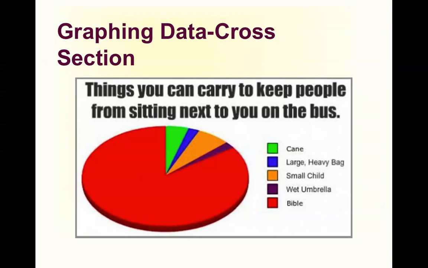At any one point in time, you can use the Bible to keep people from sitting next to you on the bus. This doesn't say, if you keep on having the Bible, will you keep people from sitting next to you on the bus, but at any one point in time. Other cross-sectional diagrams could be income distribution. Let's say in the year 1997, how many men earned incomes over $100,000 a year, or how many women earned incomes over $100,000 a year. So that would be at any one point in time.